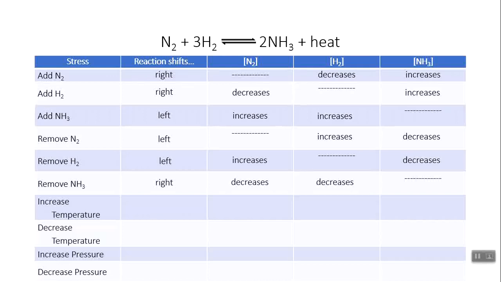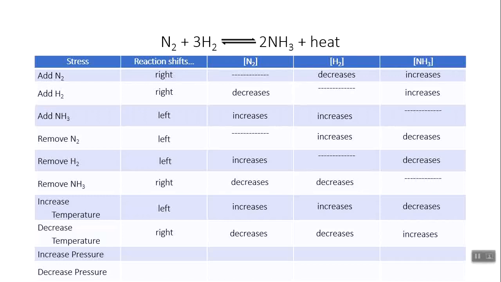Now, what if I increase the temperature? If I make it hot? So heat is on the right, it's on the product side, it's exothermic, so it's on the product side. If I increase the temperature, remember, just treat this as if it's a product, then what will happen to the equilibrium? It'll shift left. And both reactants will increase while my product decreases. If I cool it down, then again, I'm taking away heat, and that's the hole, right? And so equilibrium will shift to the right, and my reactants will decrease and product will increase.